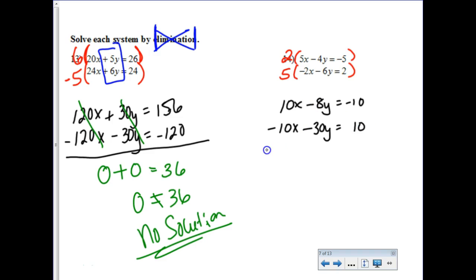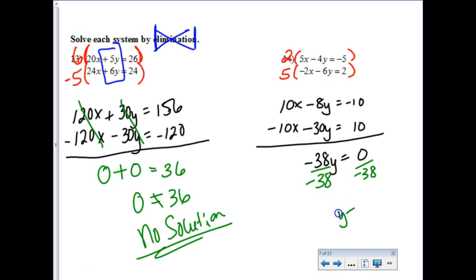And then distribute here, so you get negative 10x minus 30y equals 10. Now, do not panic. At first glance, you're like, 38, that's weird. But then it equals 0. And remember, 0 is a number, so when you divide both sides by negative 38, you do end up with y equals 0.